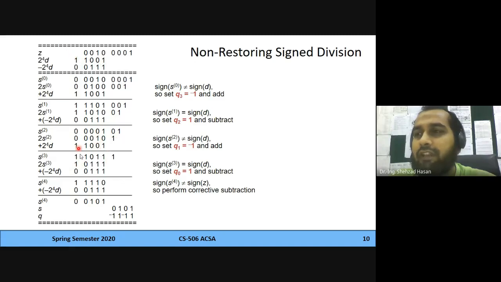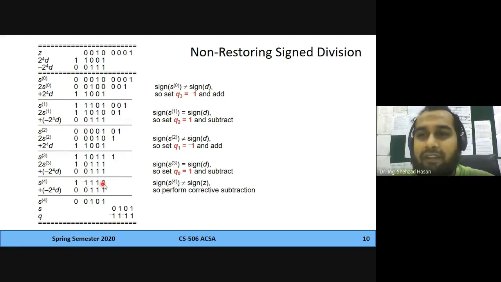So a negative means that in the next step we are going to do a subtraction and put the quotient bit as 1, right? We are going to do as many steps as there are bits in the divisor. There are 4 bits in the divisor, so we are going to do 4 steps: 1, 2, 3, 4. Finally, we are going to get a number which has a negative answer. Our dividend had a positive answer, so this means we need a correction at the last step. But we are going to come to that later.